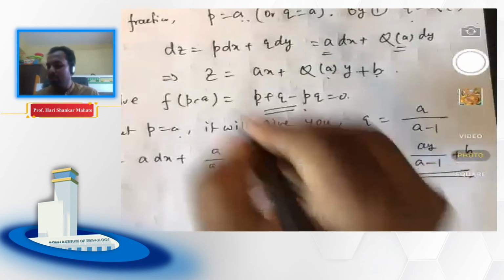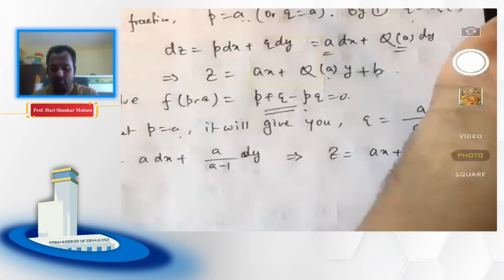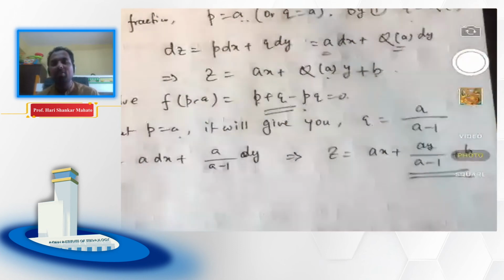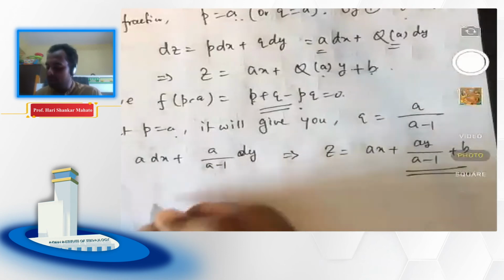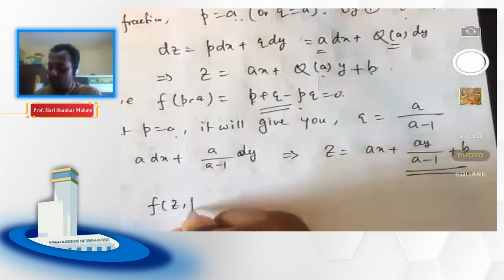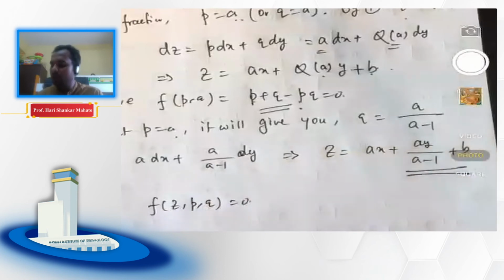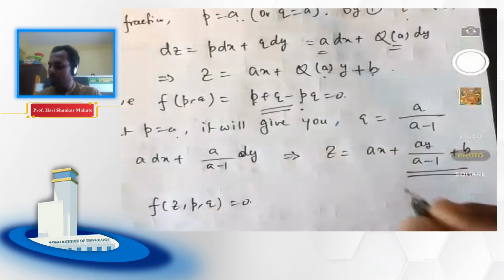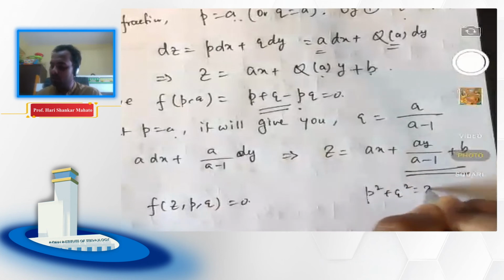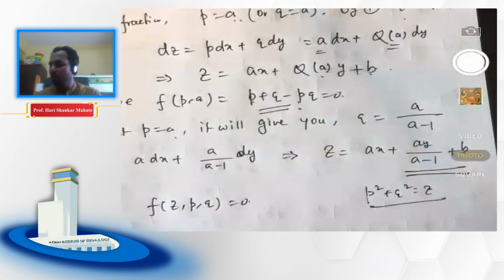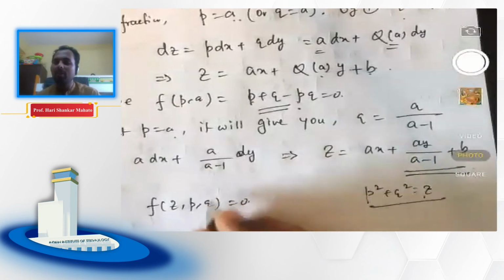All right. So always recognize the form. The minute you recognize the form, everything will become pretty much straightforward. Now let's look into type 2. Type 2 of PDE is f of z, p, q equals to 0. So f of z, p, q equals to 0. That means one possible example is p square plus q square equals to z. You have only p, q, and z.